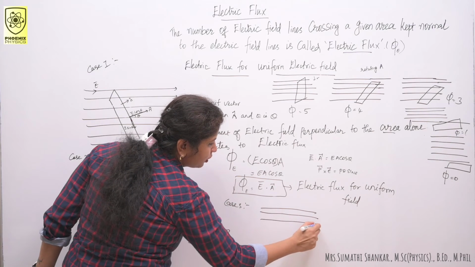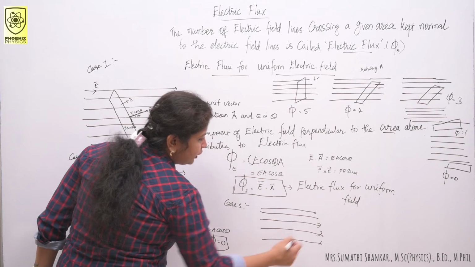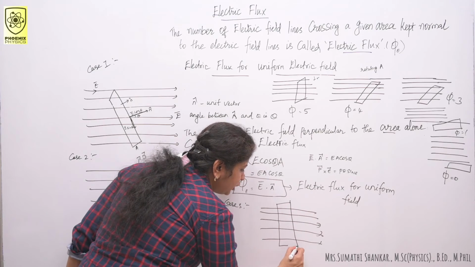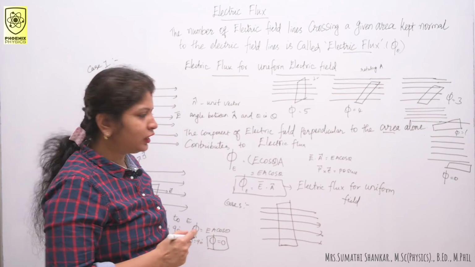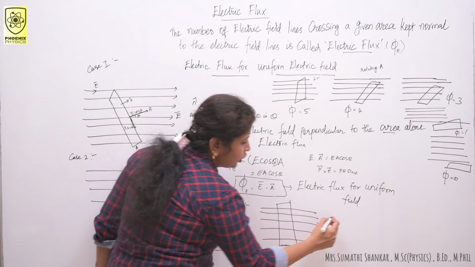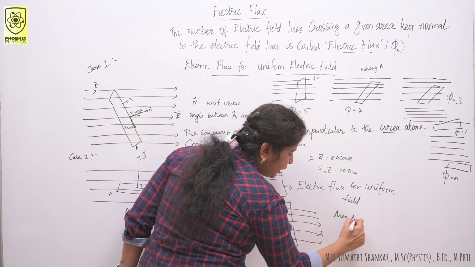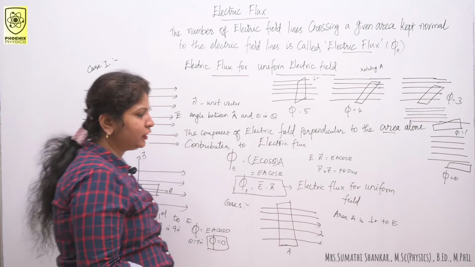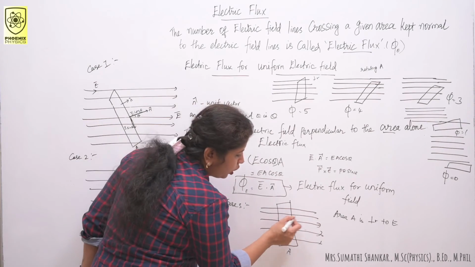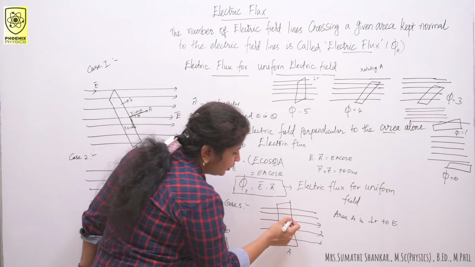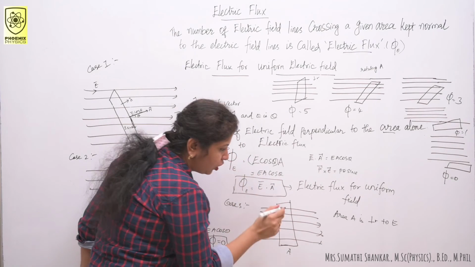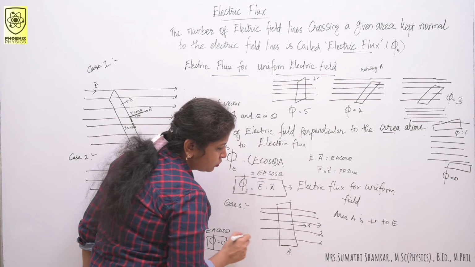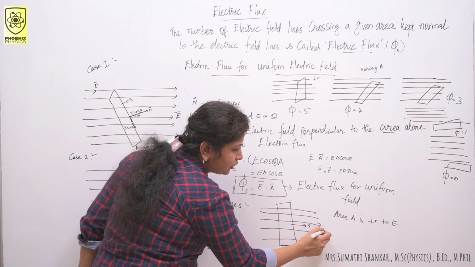Consider the same uniform electric field like this. Now I am going to place my area element perpendicular to the electric field lines. So this is my area A. So area A is perpendicular to E. What is E? E is nothing but electric field. Now how do you draw the normal? You should draw the normal always perpendicular to the surface. So this is my n cap, and the horizontal line is E vector.